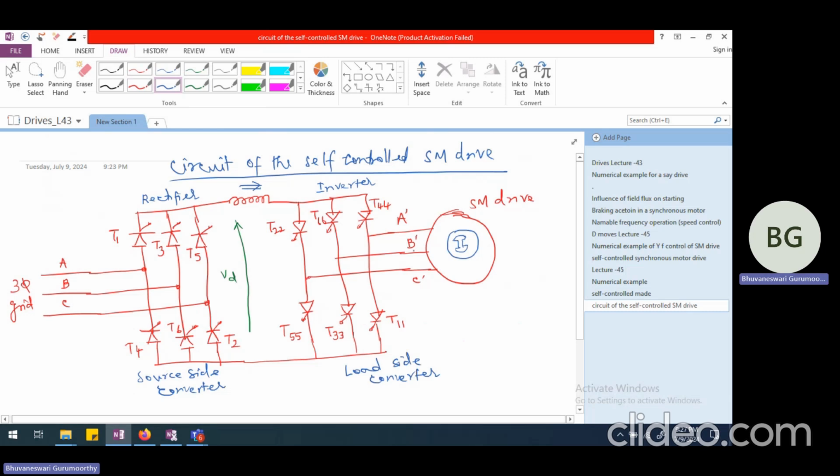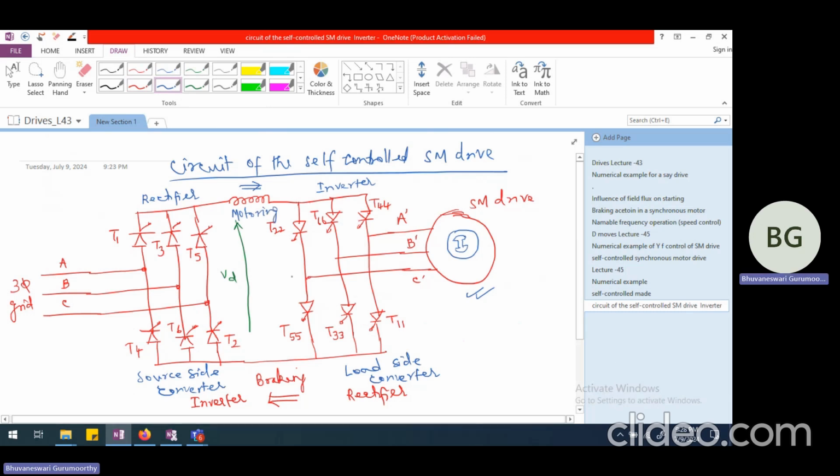And when we want this machine to undergo regenerative braking, in that case, the roles are going to be reversed. Whatever was working as a rectifier now will work as an inverter. And whatever was working as an inverter will work as a rectifier. And power will flow in this direction during braking. Whereas power will flow in this particular direction when we are talking about motor.